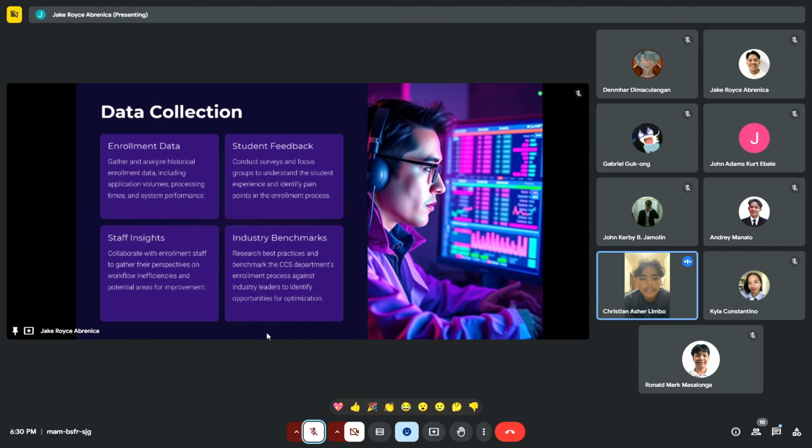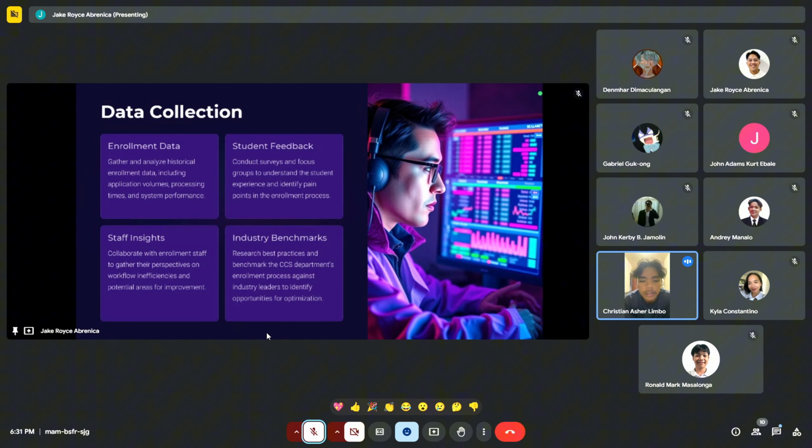Number 3, staff insights. We collaborate closely with the enrollment staff, gathering their perspective on workflow inefficiencies and potential improvements. Their first-hand experience is invaluable in refining our strategies. Number 4, industry benchmarks. Finally, we research best practices and benchmark our enrollment process against industry standards. This comparison allows us to identify innovative opportunities for optimization. These four data collection areas provide a comprehensive foundation for enhancing the enrollment process and ensuring a seamless experience for all stakeholders.